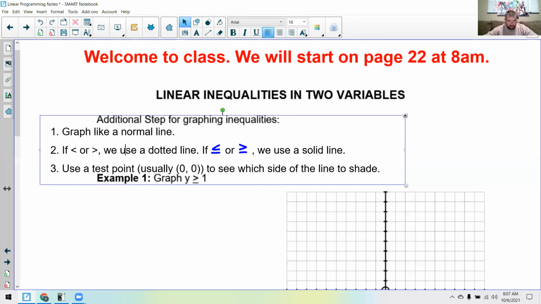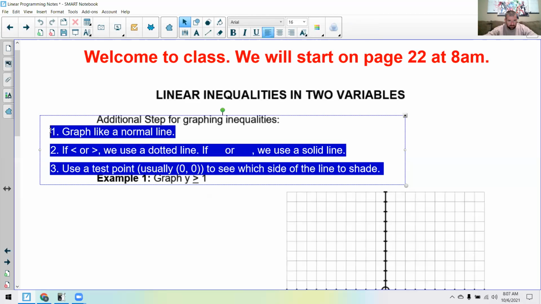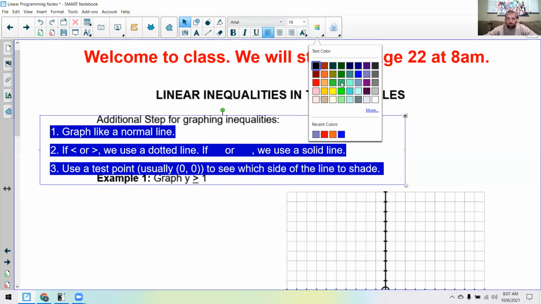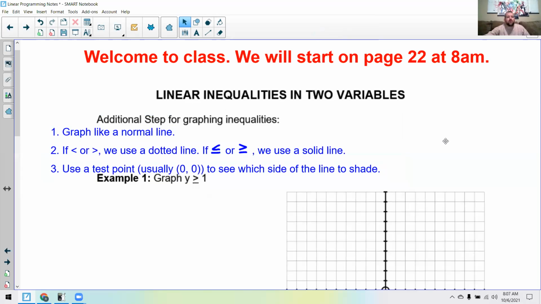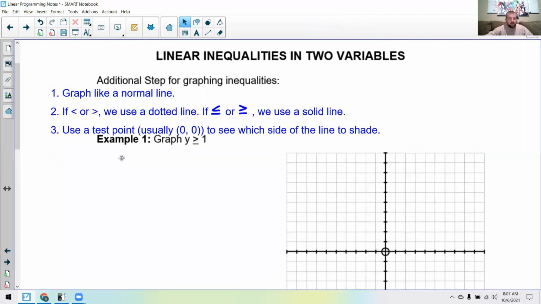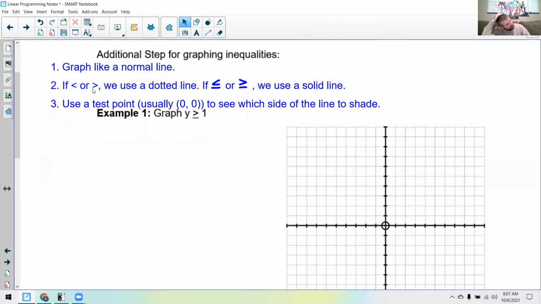But we're going to graph just like a normal line. Let me change the color so you can see that better. If it's less than or greater than, we're going to use a dotted line. If it's less than or equal to or greater than or equal to, we use a solid line. And then we're going to use a test point, usually 0, 0, to see which side of the line to shade. So I'll leave that up there for you to copy one more second. Then I'm going to go back and explain something else.